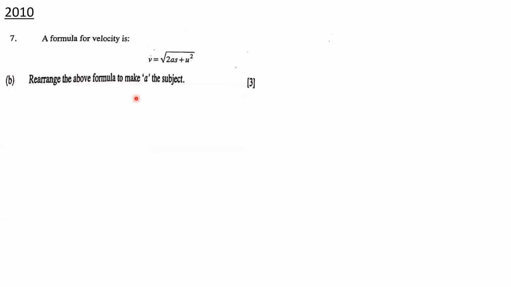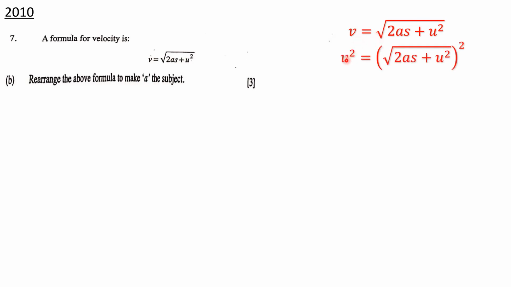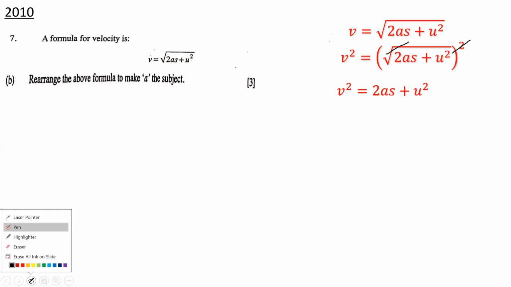Moving right along, it says rearrange the formula to make A the subject of the formula. Currently, V is the subject of the formula. And so what we have to do is remove the square root. In order to do that, we have to do the opposite of the square root, which is the square. We square both sides. It means that the square root and the square are going to cancel with each other. And so we are left with V squared is equal to 2AS plus U squared.